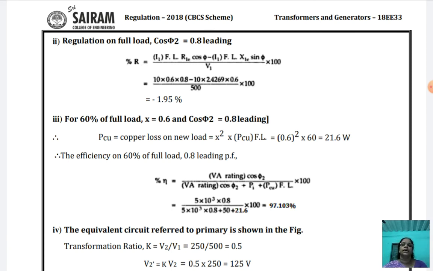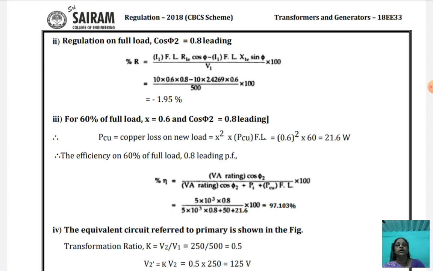Similarly, full load current into the reactance X01 into sin φ only. So cos φ 0.8 means sin φ is 0.6 only. You can substitute all the values, and you can get the regulation on full load.